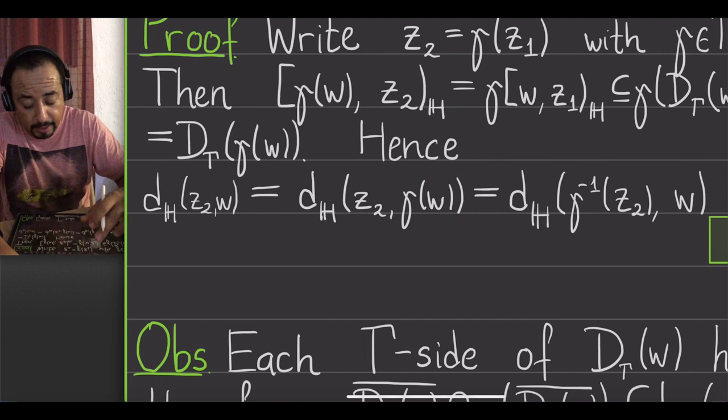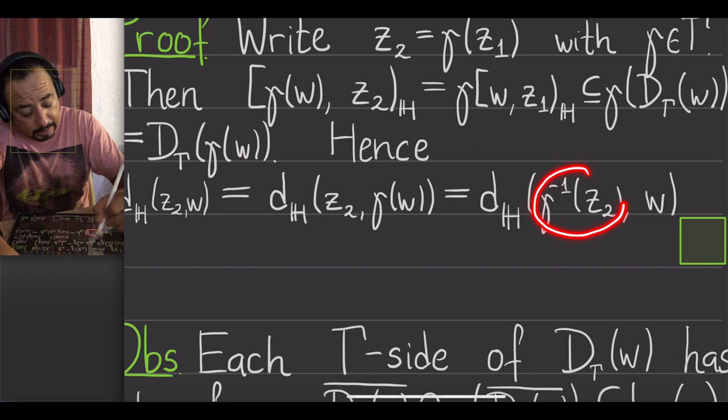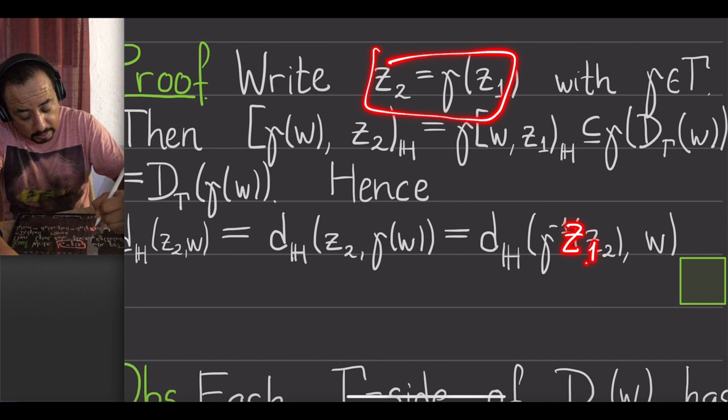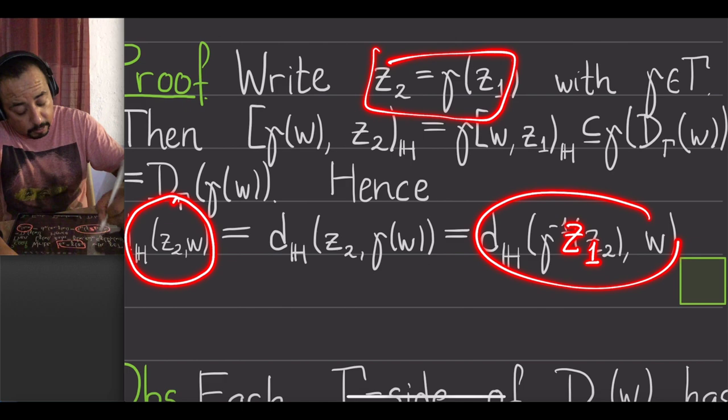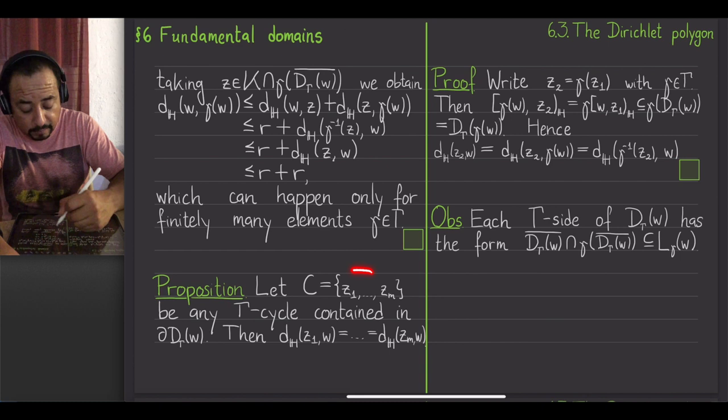And this distance is of course equal to this distance after applying gamma inverse, and this is Z1. But then we are done, right? The distance from Z2 to W is equal to the distance from Z1 to W. So for any given cycle contained in the boundary, all its points lie on a hyperbolic circle with center W.